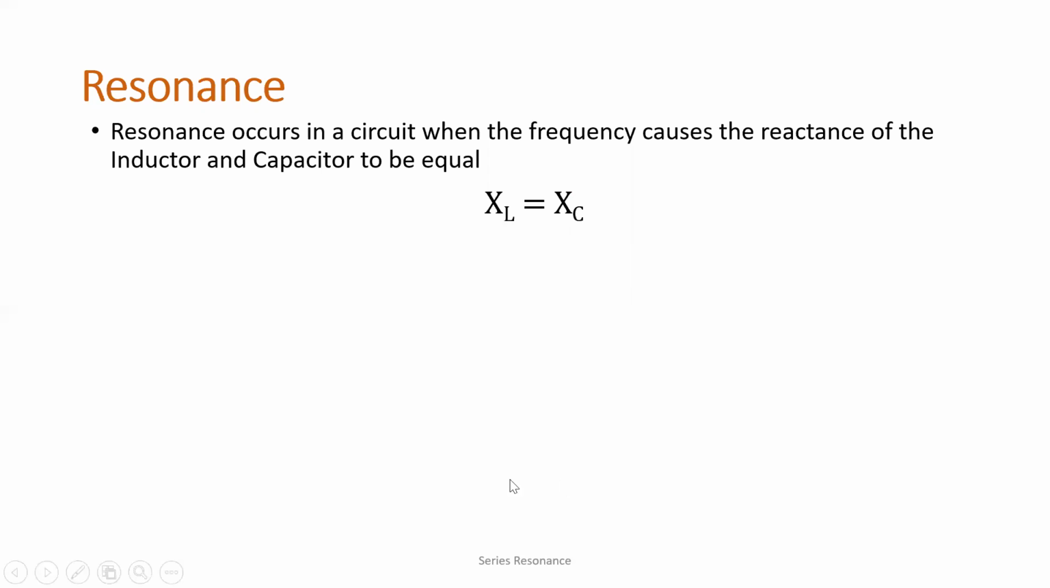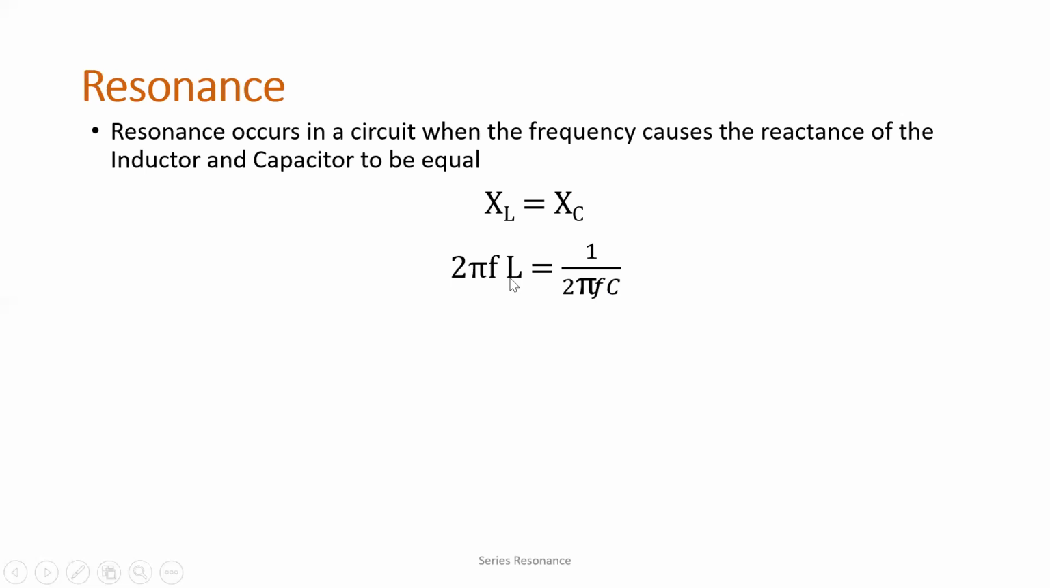X of L can be expressed as 2 pi times the frequency times the inductance, while X of C, the reactance of the capacitor, can be expressed as 1 over 2 pi times frequency times capacitance. So we're looking for the frequency. We need to have the frequency alone on one side, and all the other parameters on the other side.